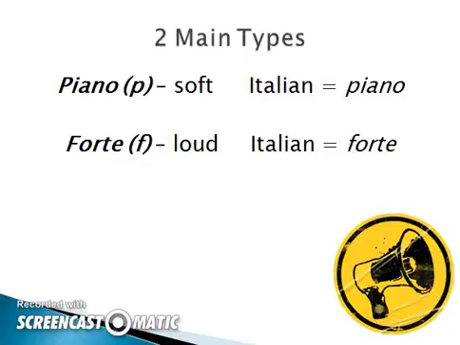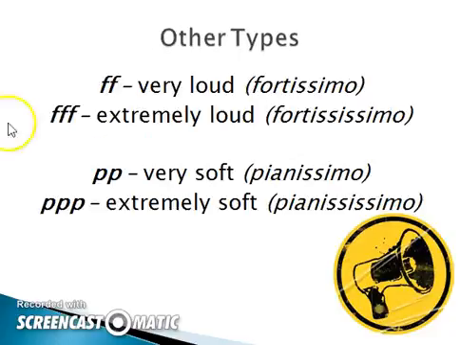So, when you see piano in the music, it is indicating that you should play soft. And when you see forte, it is indicating that you should play loud. The words piano and forte are almost never written in music. Instead, their abbreviations P for piano and F for forte are placed just below the staff. There are other variations of and extremes of those soft and loud dynamics.